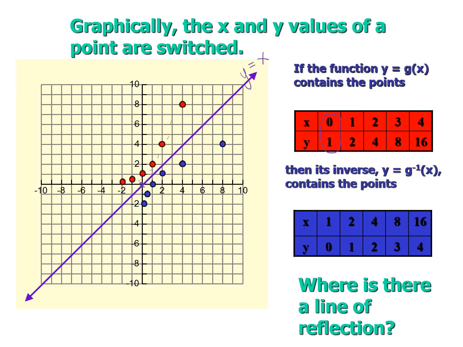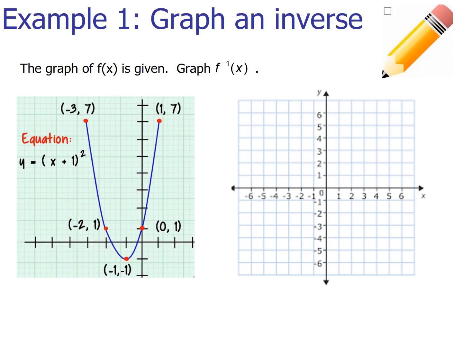So two ways to think about this. Graphically, a function and its inverse have a line of reflection, so it's just reflecting over the line y is equal to x. Or if we think about it in a table version, we're just switching the x values and the y values and then replotting points. So two ways to think about it. So now it's time to go back into our notes and try some examples on our own.